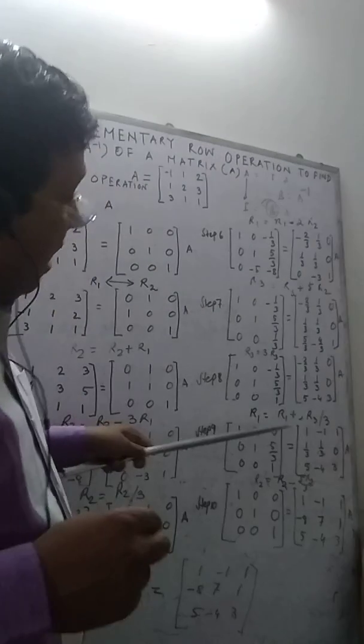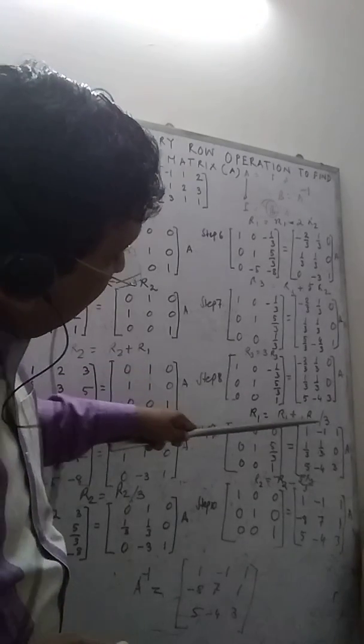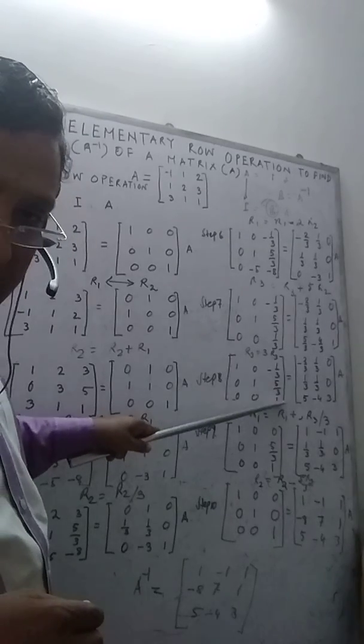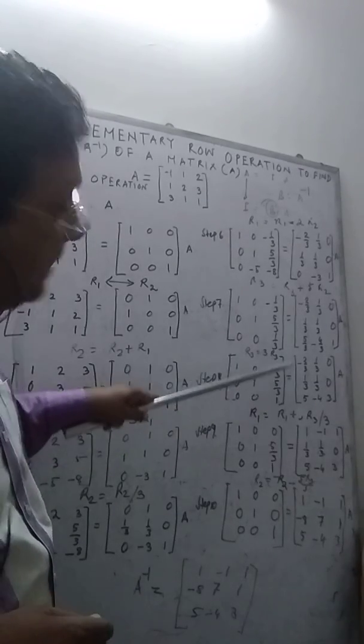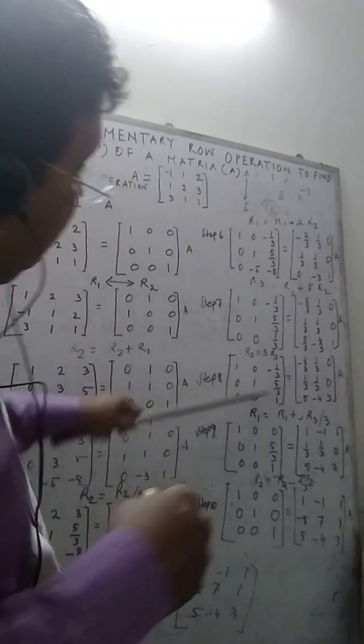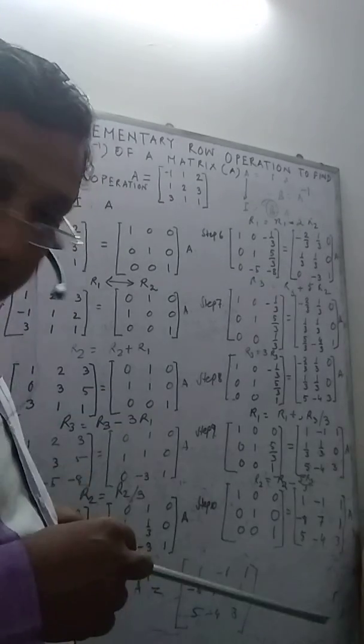R1 equals R1 plus. So this R1 I have to change, and my target is to make it 0. How? R1 equals R1 plus R3 by 3. What is R3? If I divide this by 3, 1 by 3, so 1 by 3 plus minus 1 by 3 is equal to 0. So I got R1 equals R1 plus R3 by 3, and I got this as 1 0 0. This is 0 1 5 by 3. Same I have written, and this 0 0 1.